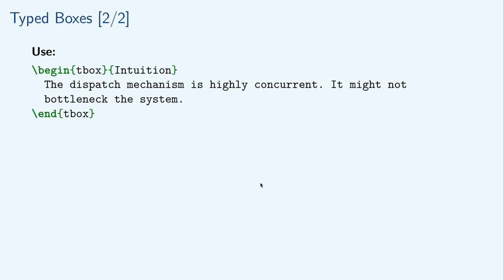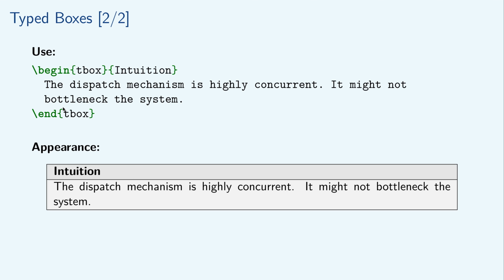And it allows us to do stuff like this: create a type box called intuition, and then write some text that is an intuition that we build on and hopefully verify. And when we render that or build that document, it is going to look like this.